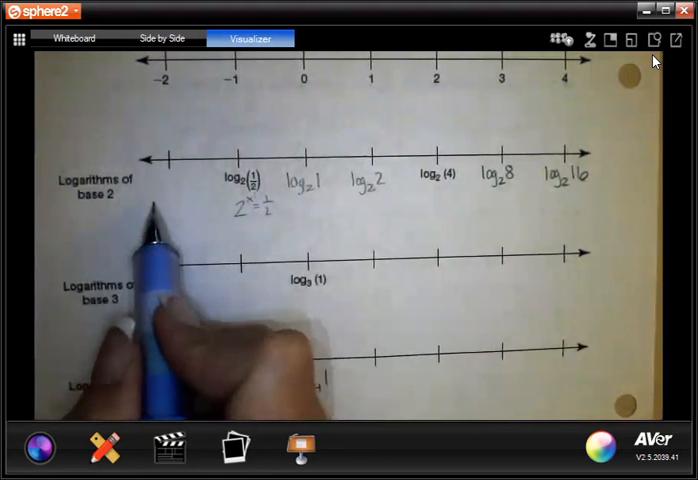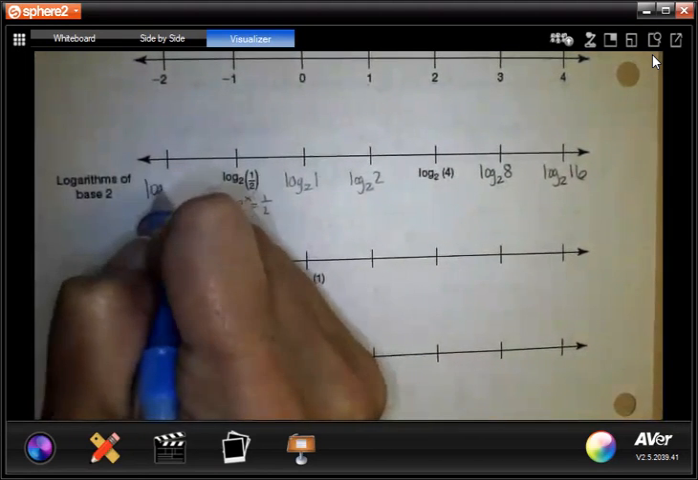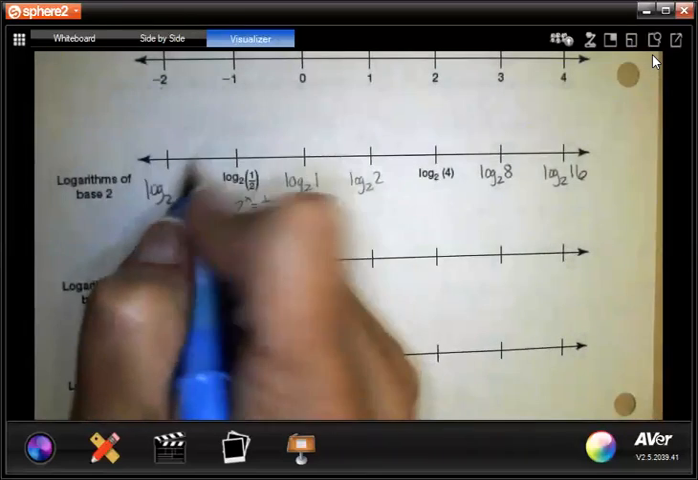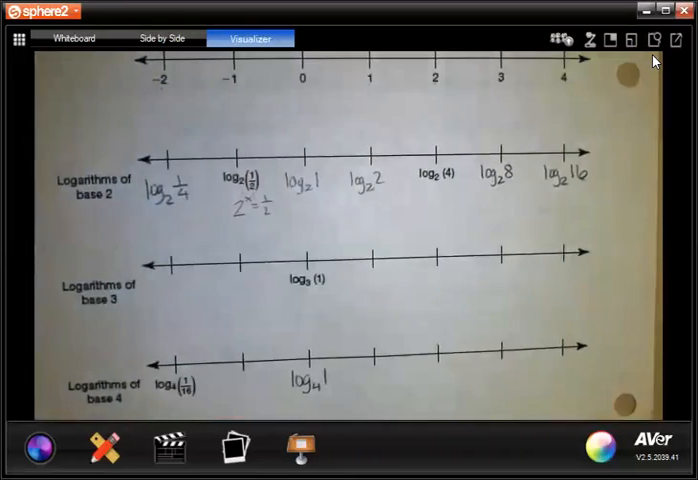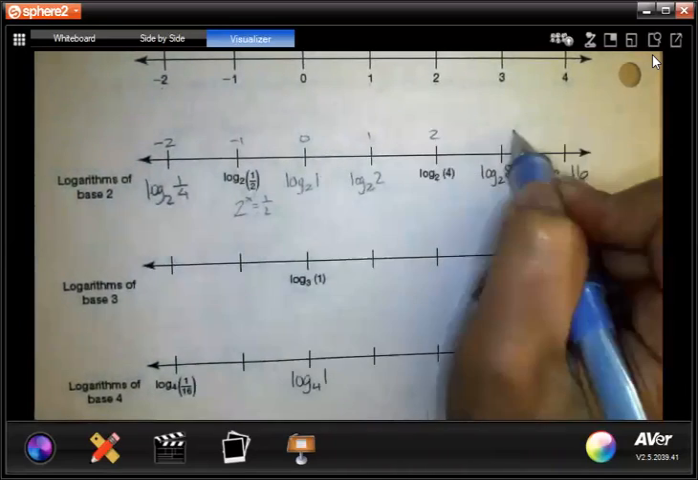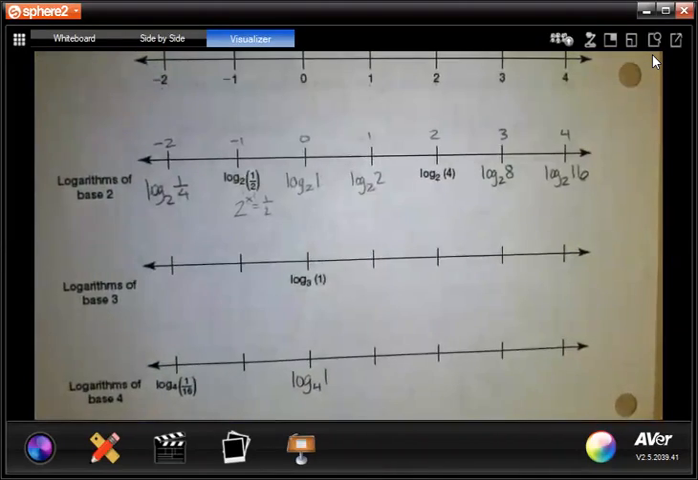And then if we go back here, log base 2, 2 to the -2 power would be 1/4. So we filled out the number line. So this right here is -2. This is -1, 0, 1, 2, 3, and 4.